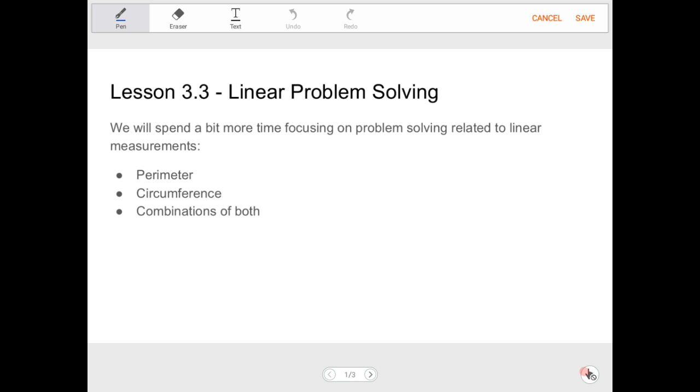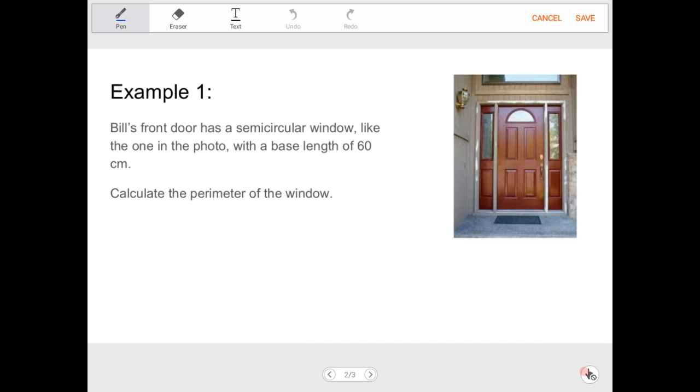a little more complicated problems that you might run across that still deal with perimeter and circumference. So for some of you, this might be a complete waste of time, might be very easy. For others, this could be a little bit more difficult. So what I'm going to do is just show you two examples of what you might come across.